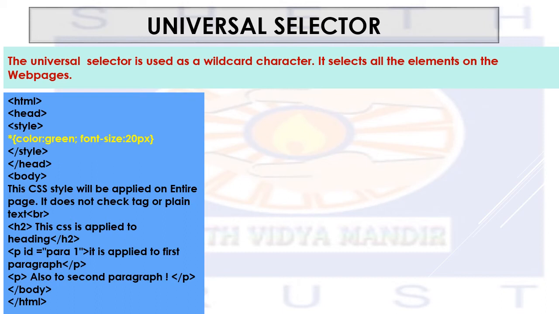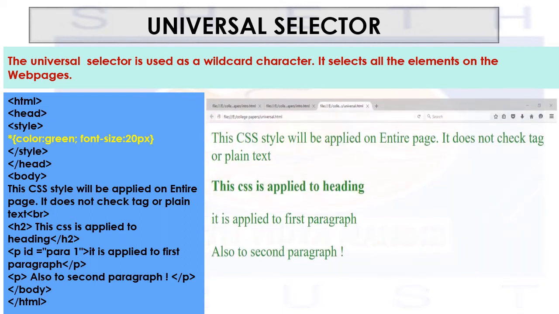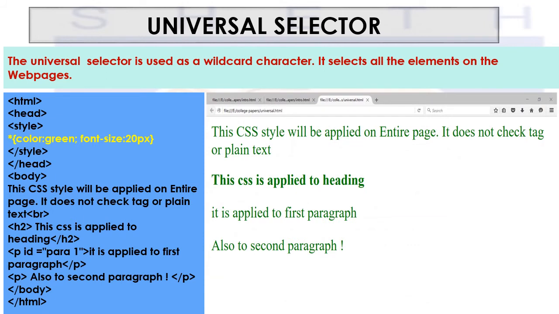Okay, so what will you get in the output? Whatever is given in the CSS. What is given in the CSS? The color is green and the font size is 20 pixels. Let us see, we are getting the same thing, as it is a universal selector. You can see everywhere the font color is green and the size is 20. So this is a very simple type of selector in CSS, called the universal selector.